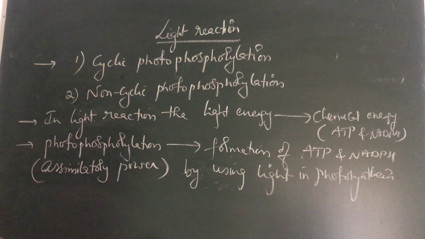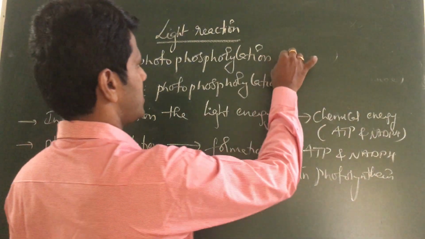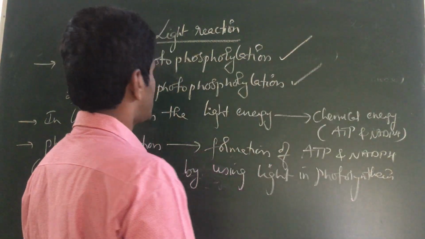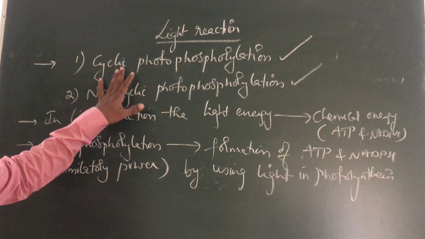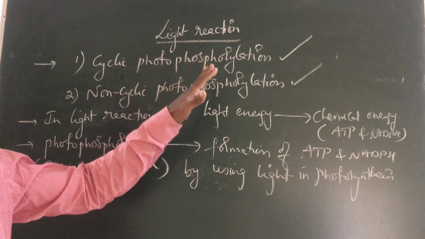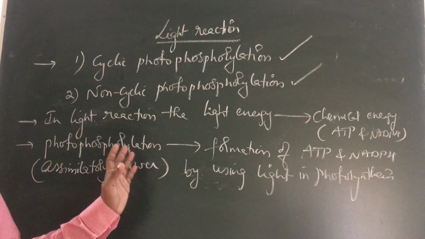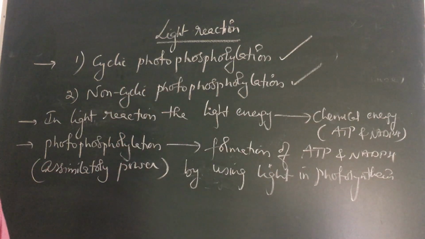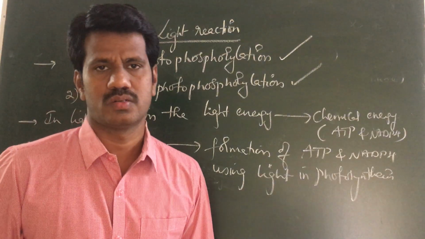So we have to discuss the cyclic photophosphorylation first, and then the non-cyclic. In the next class we will see what is cyclic, a very important aspect, and what is non-cyclic. In the cyclic pathway, wherever the electrons move, they come back to the same reaction center; we call it cyclic. If they don't come to the same reaction center, we call it non-cyclic. How that movement takes place, we will discuss in the next class. Okay, right. Thank you.